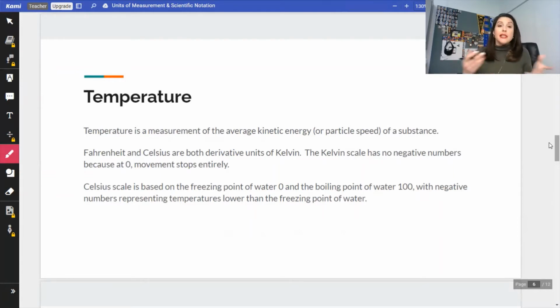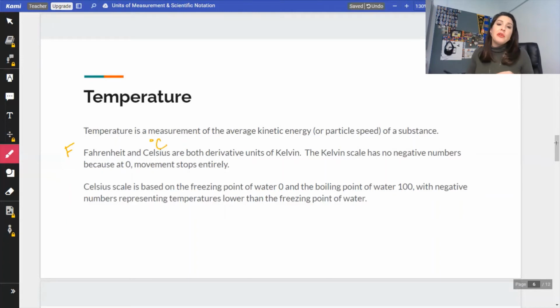So in a substance like, say, water, if I took the temperature of water at boiling, it would be 100 degrees Celsius, which is to say it has a certain kinetic speed. It's moving pretty darn fast when it's boiling. Fahrenheit and Celsius, two scales that you might have heard of. We've got Fahrenheit here in the US, degrees Celsius literally everywhere else in the world.